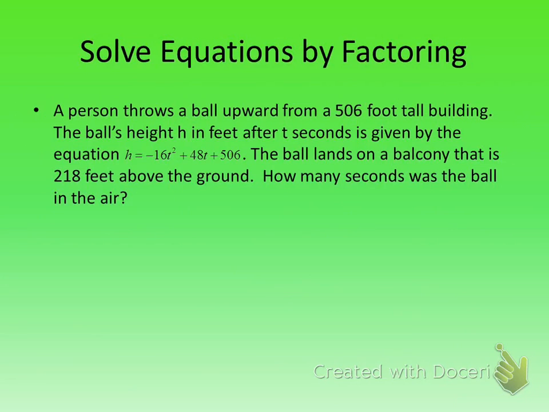Okay. A person throws a ball upward from a 506-foot tall building. The ball's height, h, in feet after t seconds is given by the equation h equals negative 16t squared plus 48t plus 506. The ball lands on a balcony that is 218 feet above the ground. How many seconds was the ball in the air?